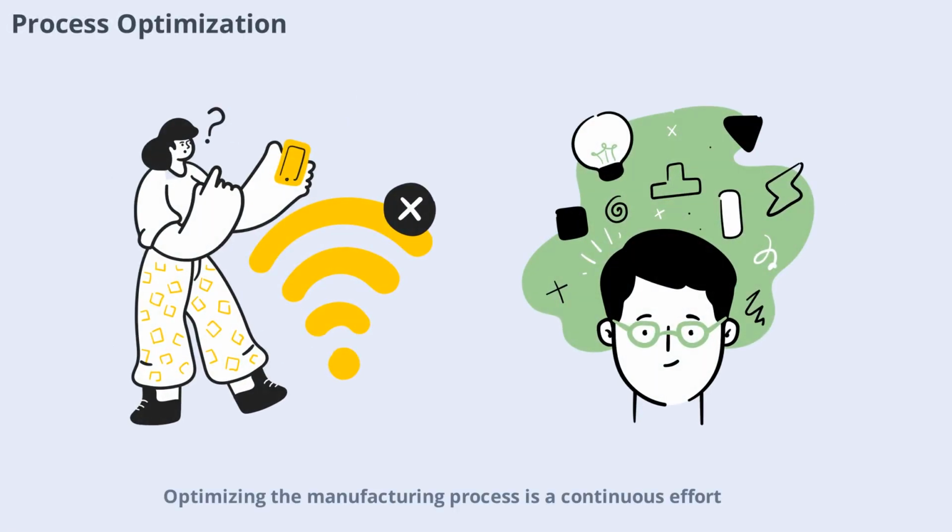Optimizing the manufacturing process is a continuous effort. Engineers adjust parameters, test new materials, and refine equipment settings to minimize defects and maximize yield.